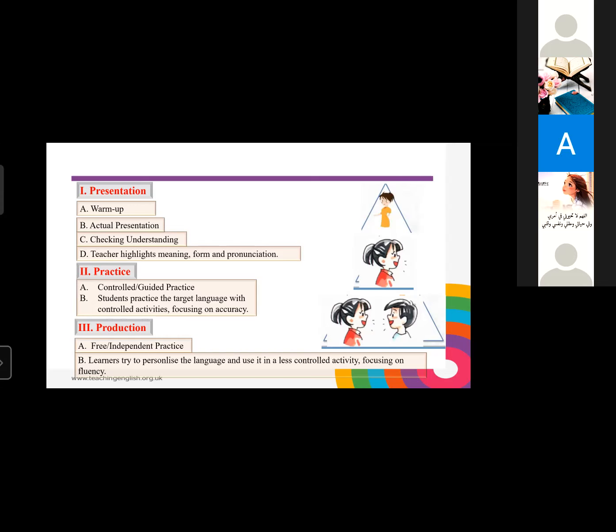So what about the disadvantages? Here we have some advantages. The teacher tries to guide the students and encourage them to speak fluently, but we still have a point. Is it a teacher-centered or a learner-centered approach? Presentation, practice, production.